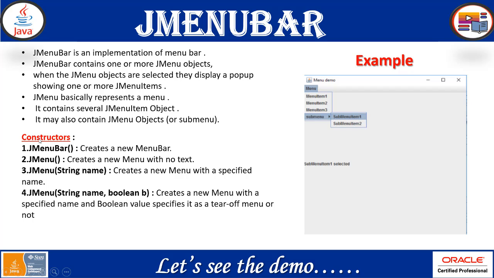It can be implemented using a constructor. As you can see, JMenuBar will create a new menu bar like this: menu 1, menu 2, menu 3. JMenu creates a new menu with no text. And here, if you pass an argument of string, it will create a menu with a specified name. And JMenu with a string name and a boolean will create a new menu with a specified name and a boolean value specifying it as a tear-off menu or not.